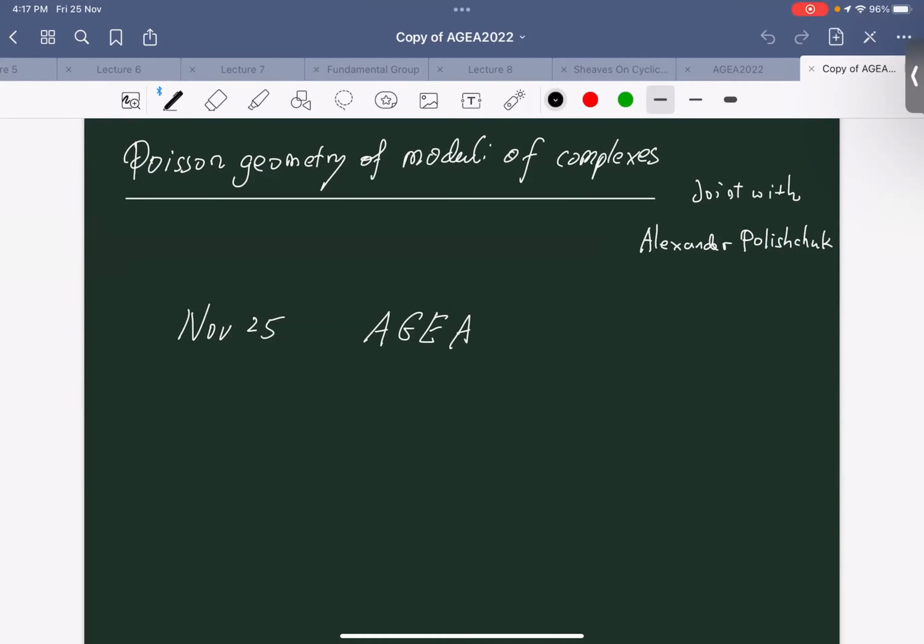Okay, thank you very much for the invitation. I have given talks on these topics a couple of times, but on more technical stuff. So today I will try to give more examples and say a little bit about motivations. I hope this will be okay for you. This is joint work with Polychuk.